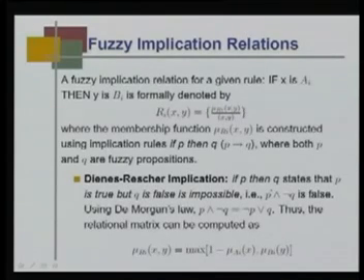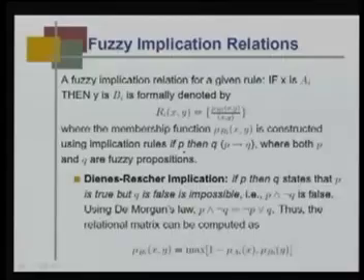A fuzzy implication relation for a given rule, if x is A_i, then y is B_i, is formally denoted by R_i(x, y), the relation matrix whose elements are given by mu_R_i(x, y). And this mu_R_i(x, y) is constructed or computed by various implication rules. So, there are various kinds of implication rules. Now, we will understand them.